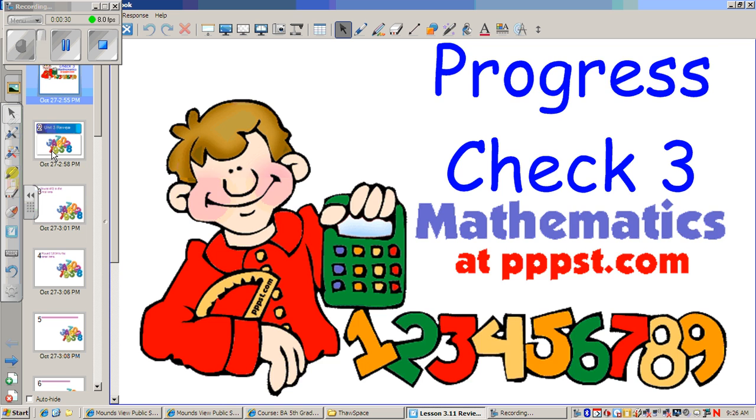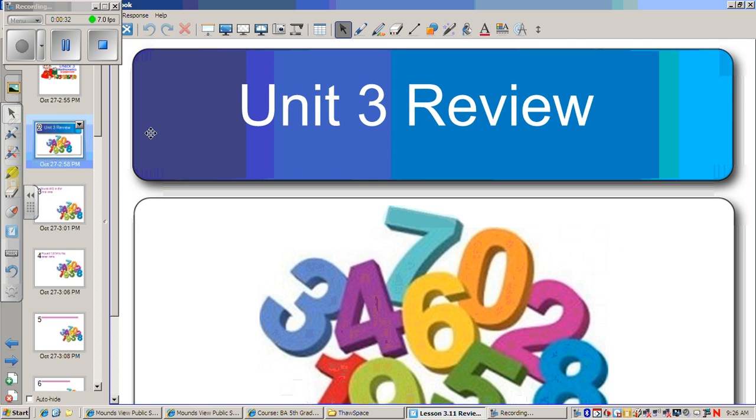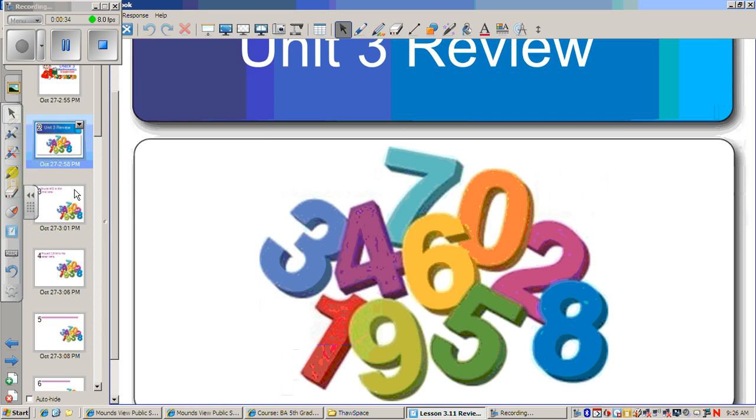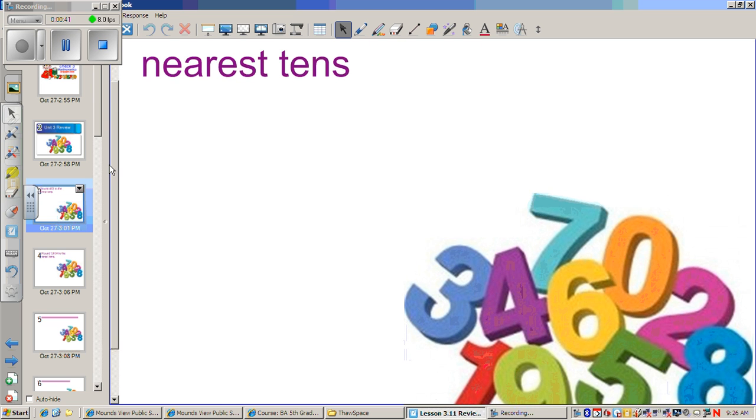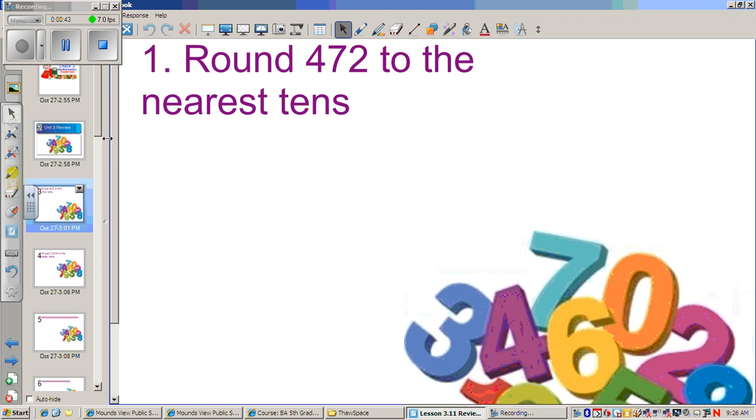So let's get started. Our Unit 3 review, and we're going to begin with number 1, and it says round 472 to the nearest tens, not tenths, but tens. So you need to write down the answer to that, so to the nearest tens place, okay? So now remember, what number is in my tens place? And hopefully you said the 7. So what do I do? Does that become 500? But that would be hundreds place. So think about what that would mean.